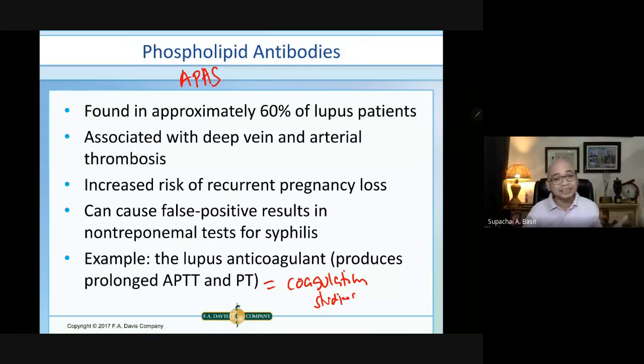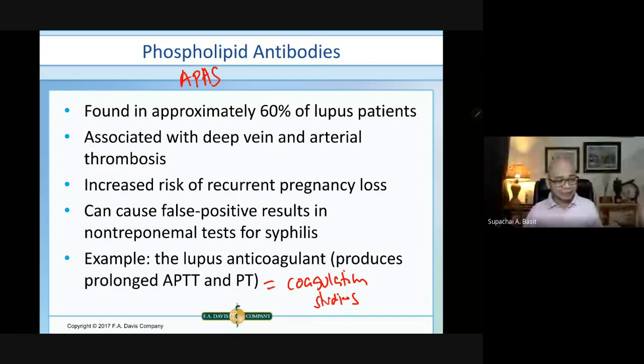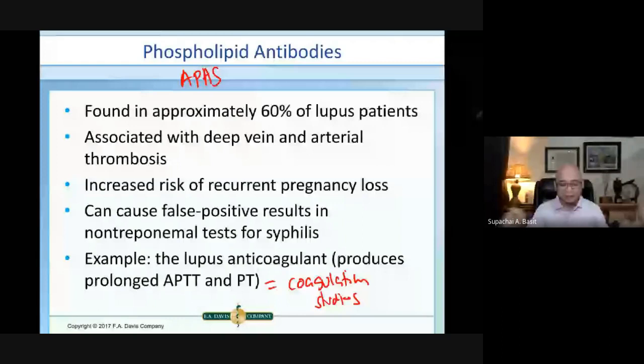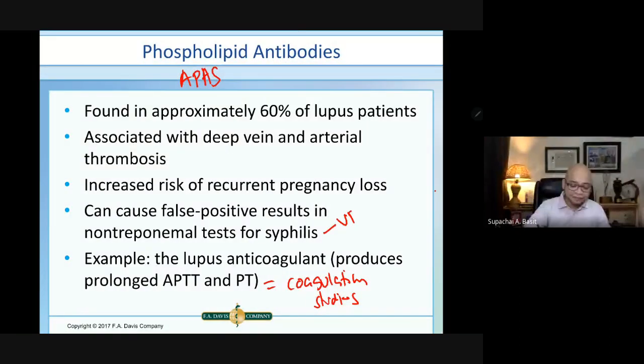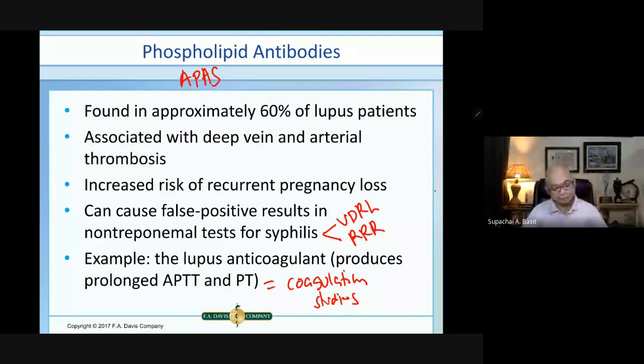So what's the significance of APAS? Again, it is found in the majority of lupus patients. It will put you at risk of having deep vein or arterial thrombosis. And if you are a woman, it will make you vulnerable to miscarriage. It will also cause false positives in non-treponemal tests for syphilis, such as the VDRL and RPR.